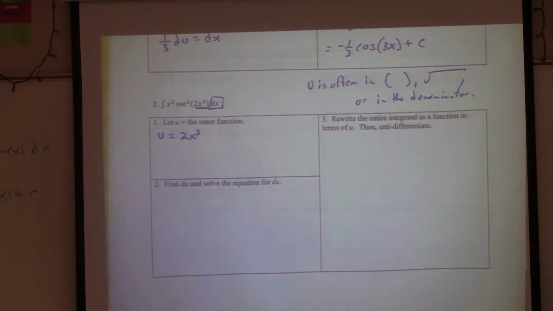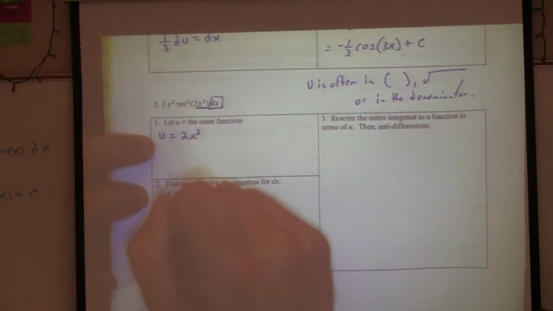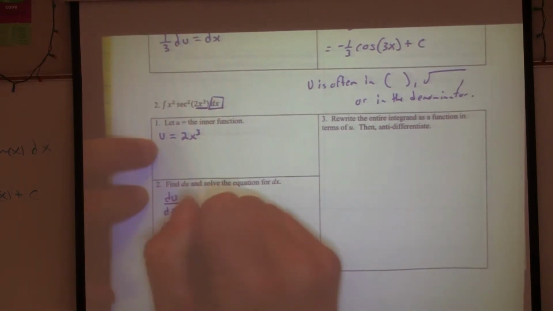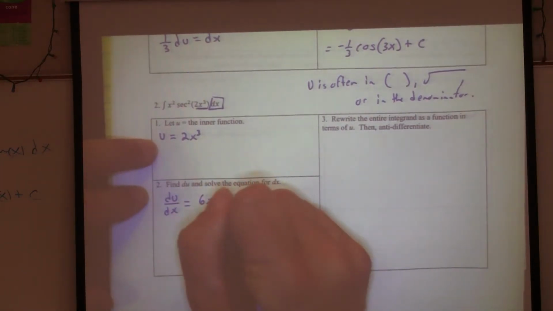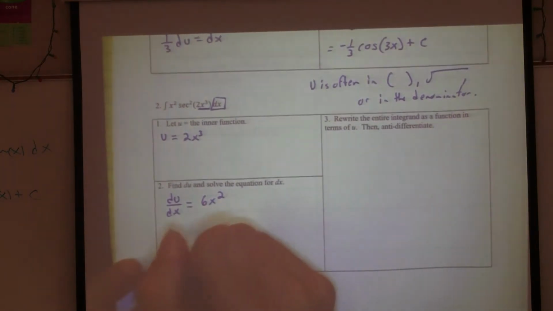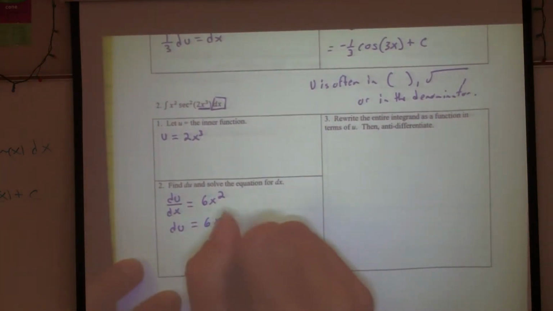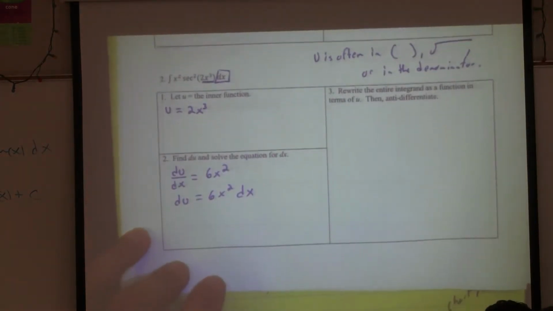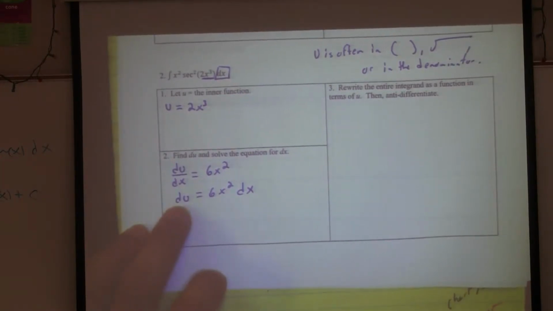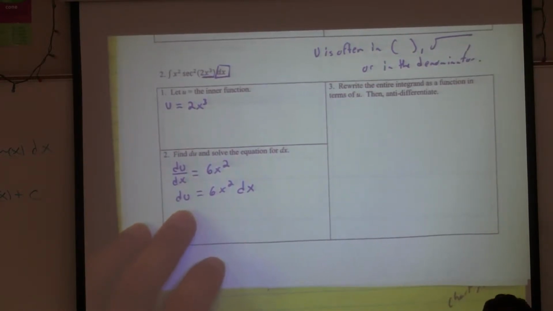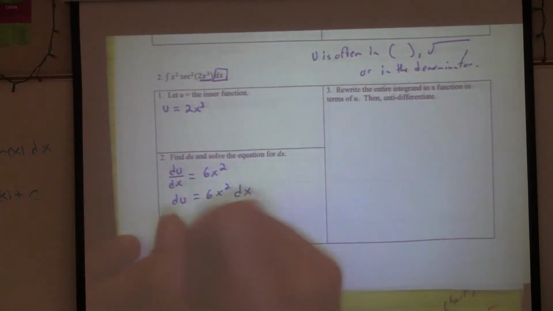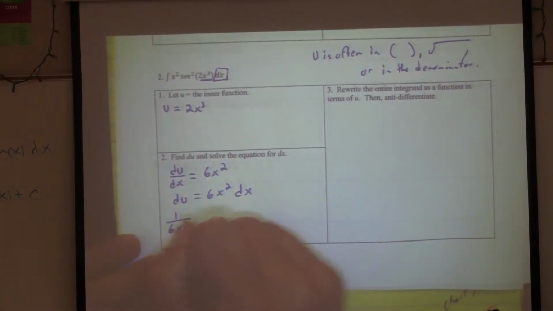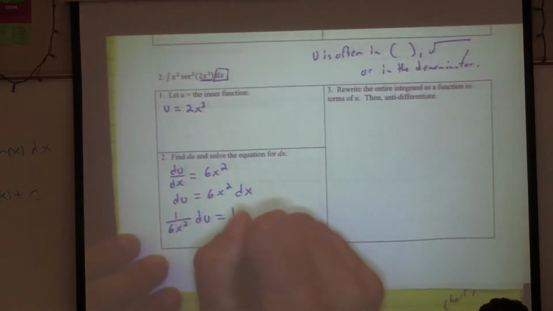Alright, so get the derivative of this. What would we end up with? du/dx equals 6x squared. We're going to have to move that dx over there. So maybe in the next example we can just write the derivative and then put dx already over here. Would you be okay with me doing that? You understand that it's du over dx, but we're going to move that dx over there every single time? So can we just put it over there so we don't have to show that step? Alright. So then we divide by 6x squared. 1 over 6x squared du is equal to dx.